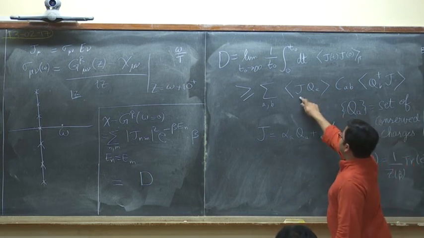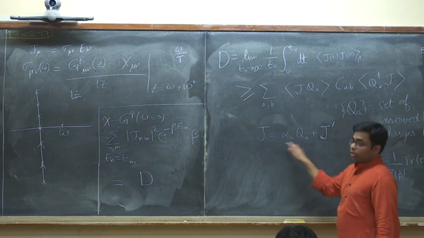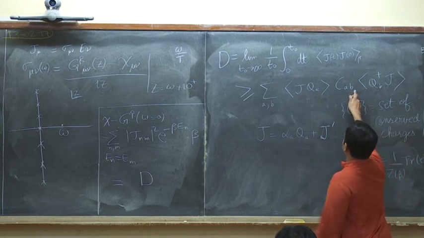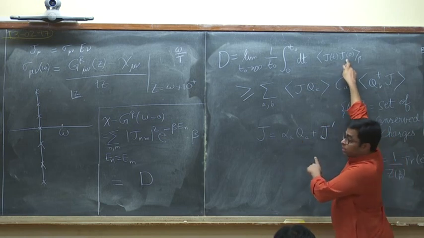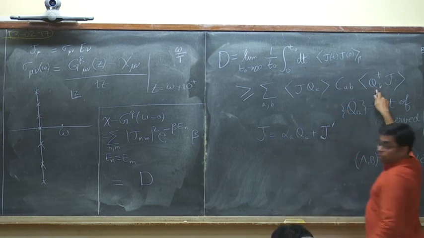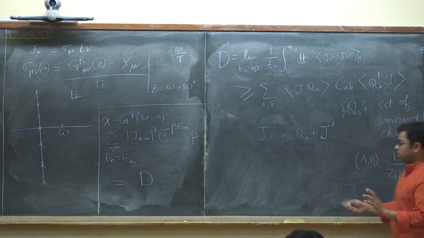Where this JQA is coming, this is basically alpha. Right? Alpha is the inner product of J and Q. And the CAB is coming from what will remain, right? QA and QB inner product will remain here. And this alpha B is what is this? I mean, it's called the Mazur inequality. Right? It's known in the integrable system literature also.